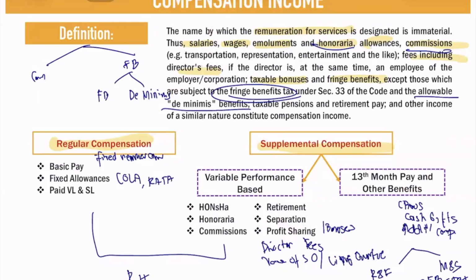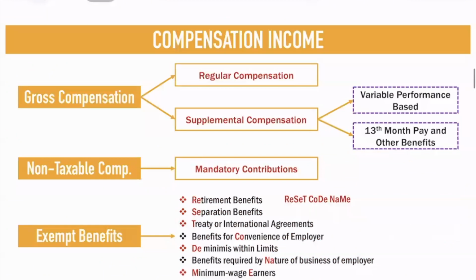So it's very important for you to classify the income, and you know what type of compensation is given. Is it a regular compensation or a supplemental compensation? Now, let's look into the compensation income. In your compensation income, it is composed of your gross compensation, and then we have your non-taxable compensation. Also, we have your exempt compensation.